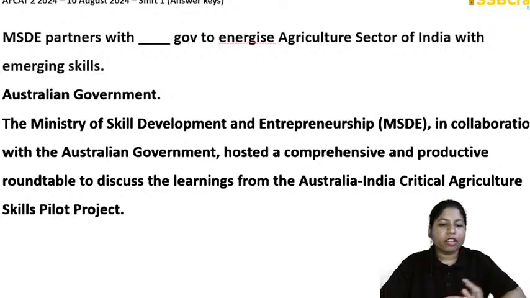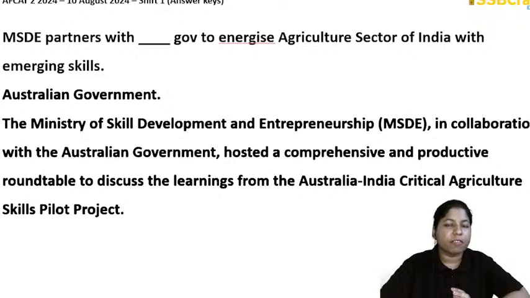Okay, so in collaboration with Australian government, they have hosted a comprehensive and productive round table to discuss the learning from Australia India critical agriculture skills pilot project. ठीक है, तो ये एक this is one department that is for skill development and entrepreneurship. तो इसके साथ किसने collaborate किया है, किसने partnership की है? Australian government के साथ इसने partnership की है, in order to uplift or energize the agriculture sector of India.